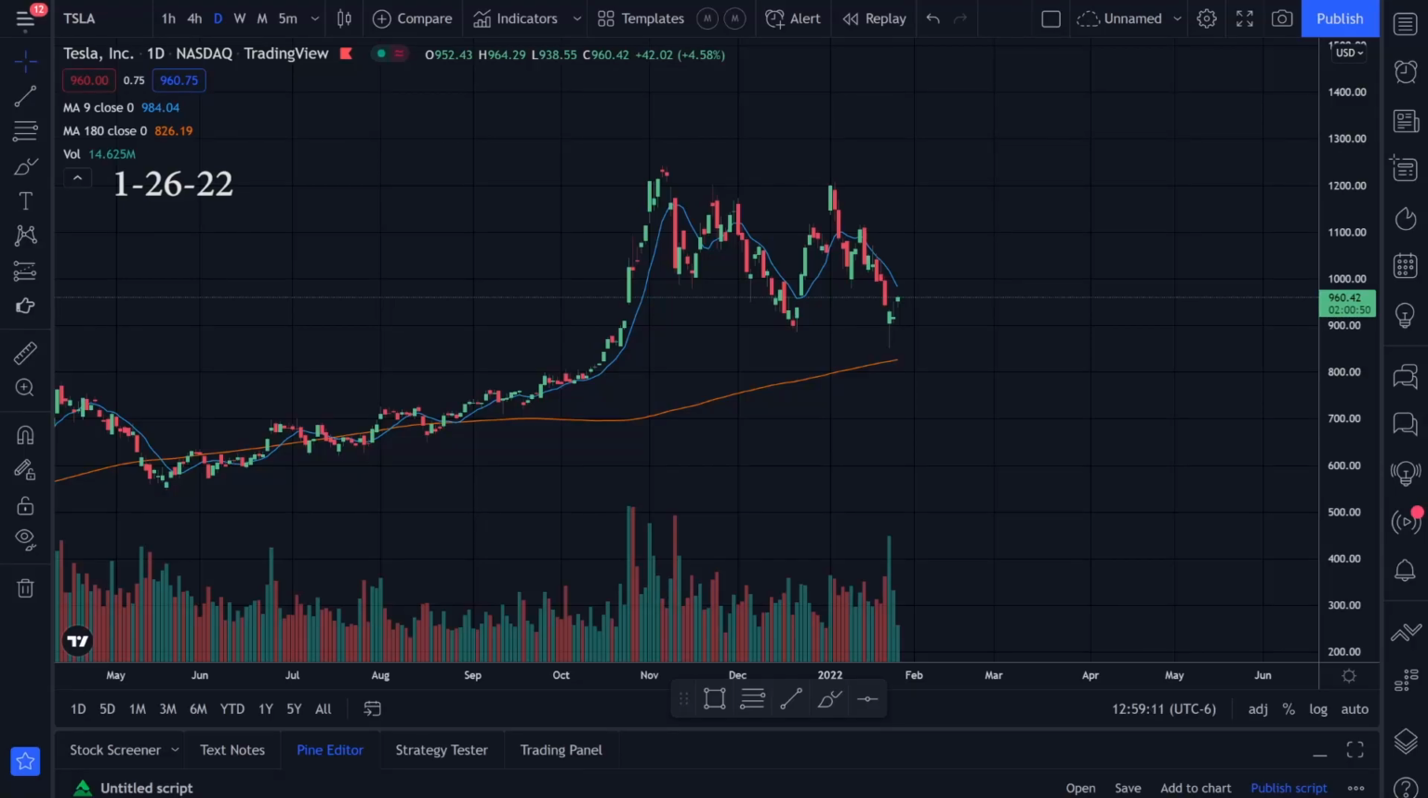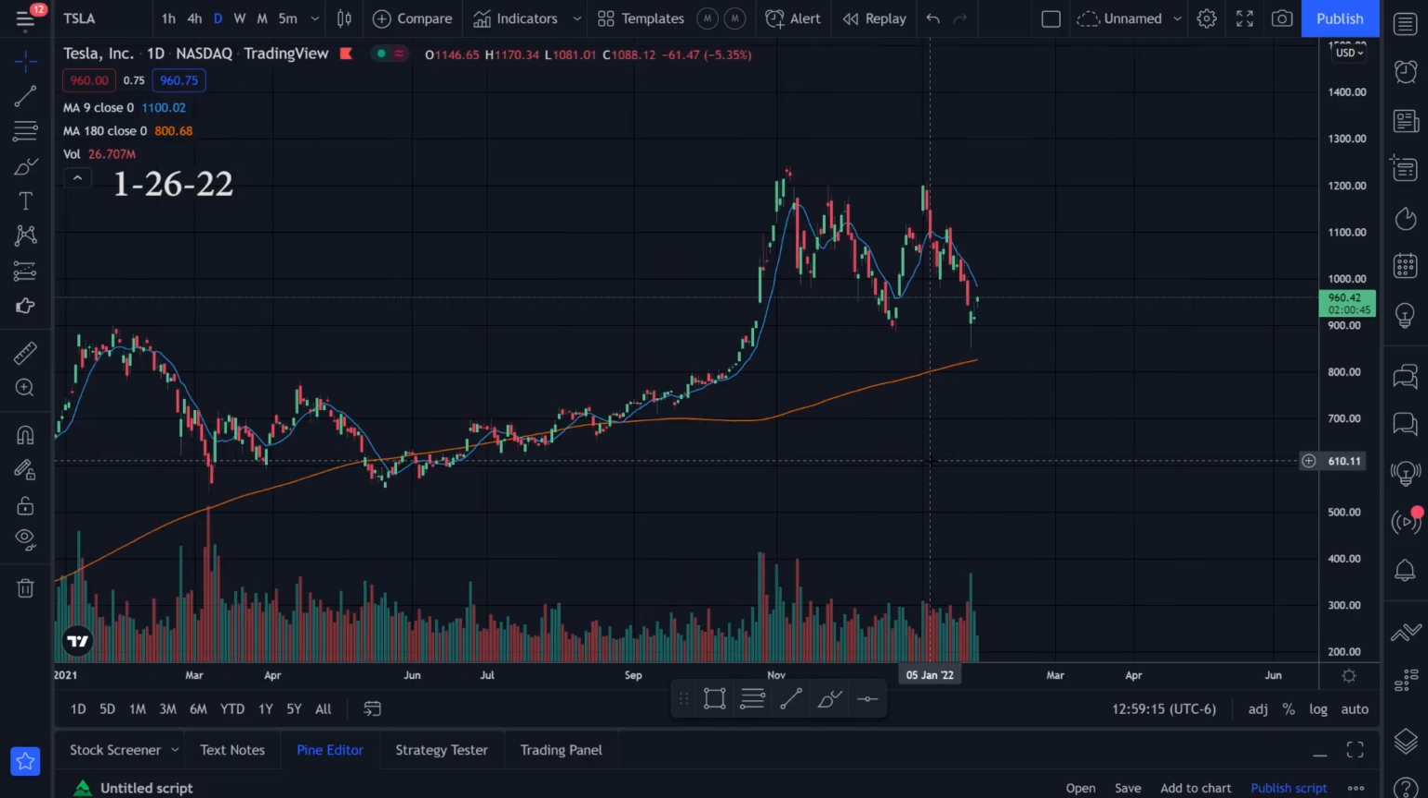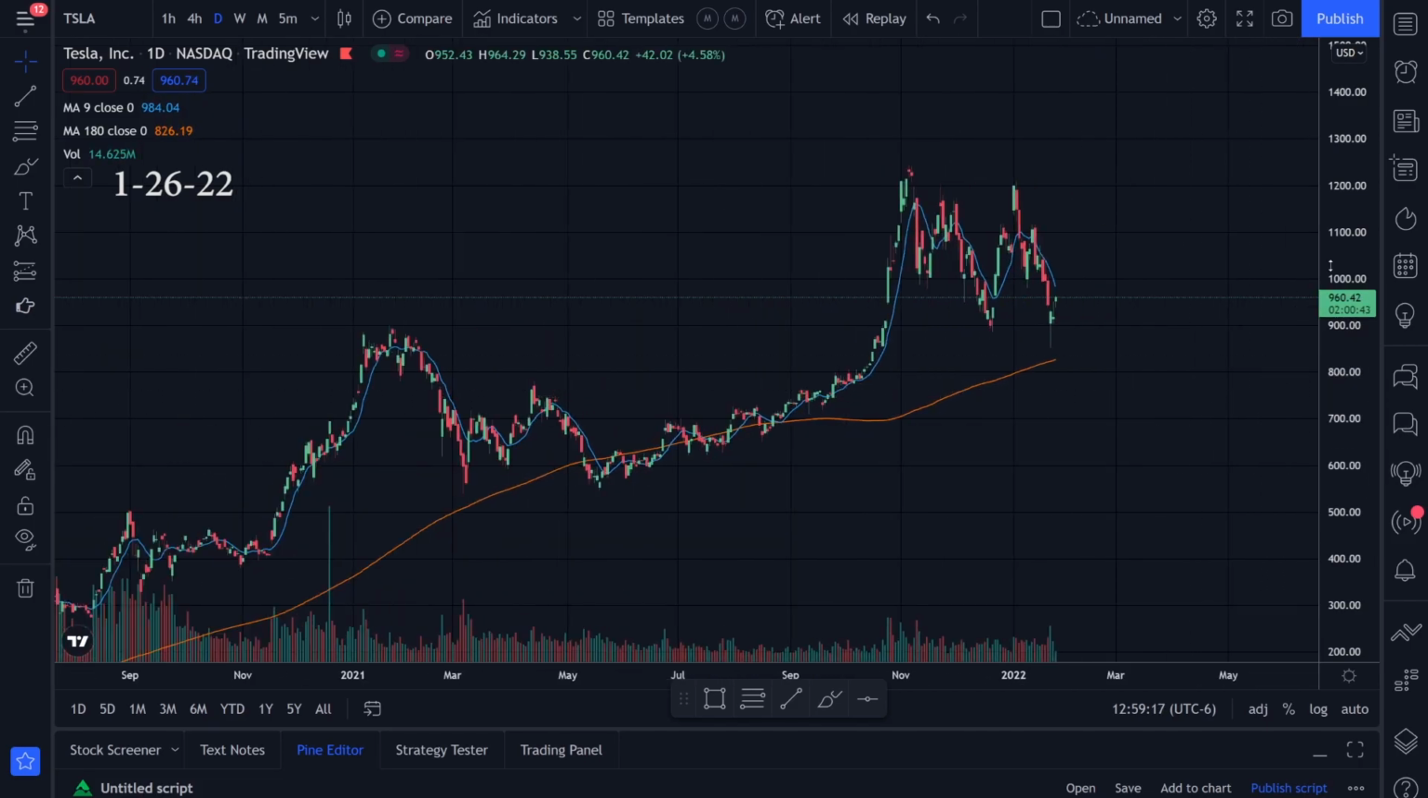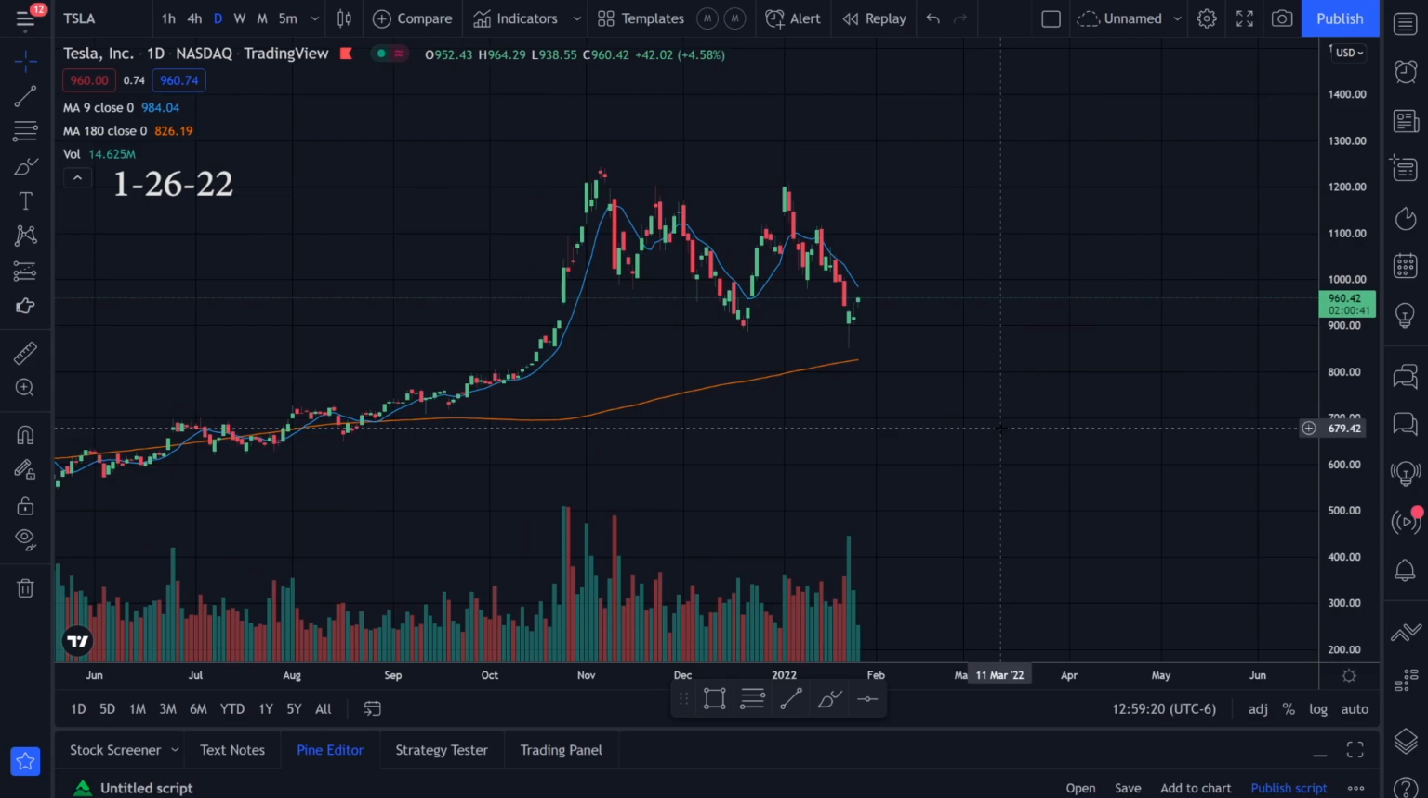Let's take a look at the chart action for Tesla. Alright, so here's what I'm looking at. I actually am invested long term into Tesla, so I don't really trade it, but let's check out what's going on with the chart right now.